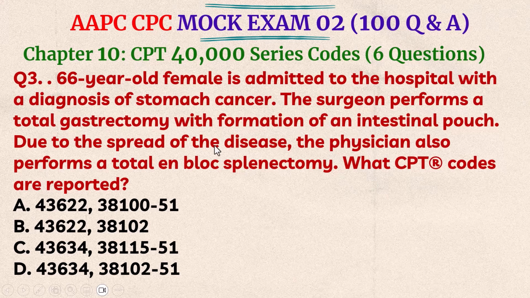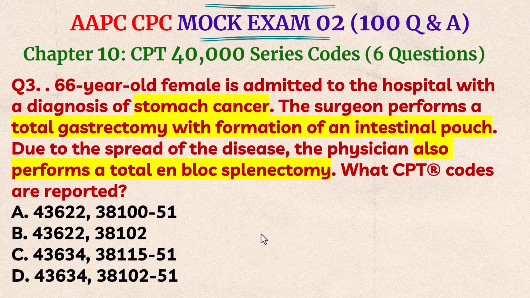Question number 3. A 66-year-old female is admitted to the hospital with the diagnosis of stomach cancer. The surgeon performs a total gastrectomy with formation of an intestinal pouch. Due to the spread of the disease, the physician also performs a total en bloc splenectomy. What CPT codes are reported? So there are 4 answers available. Take your CPT code book and find the answer.